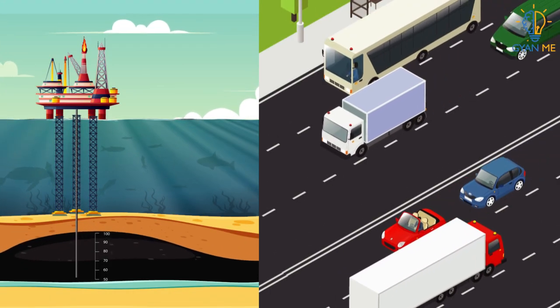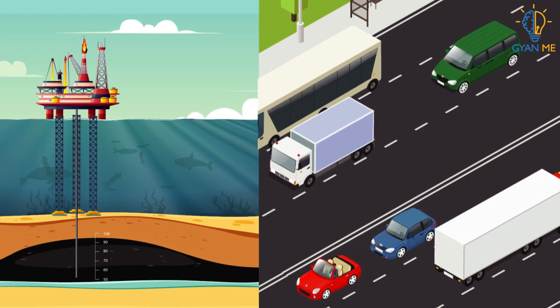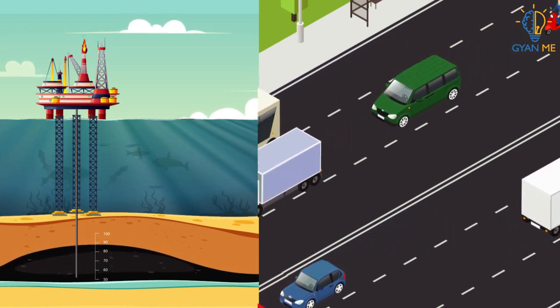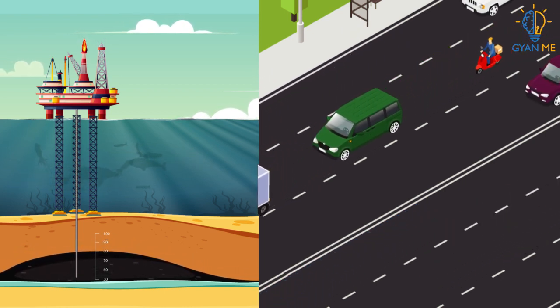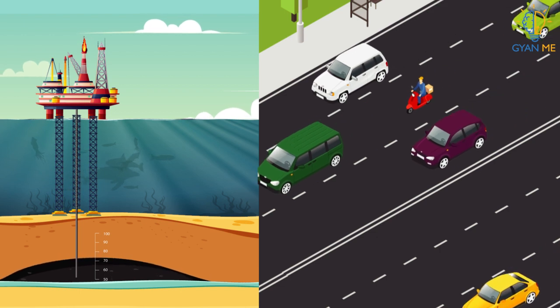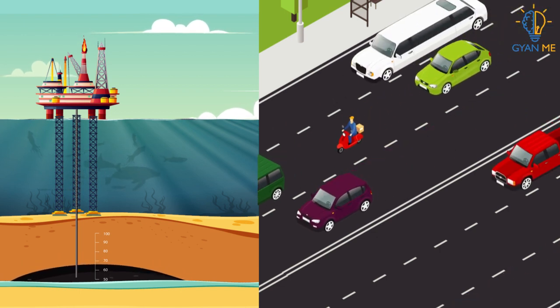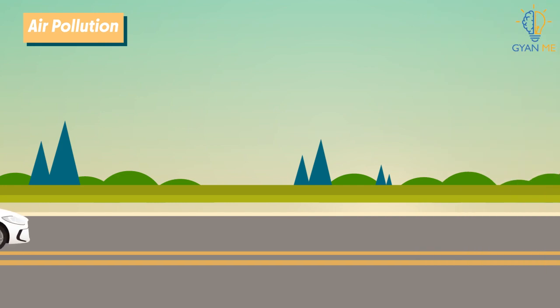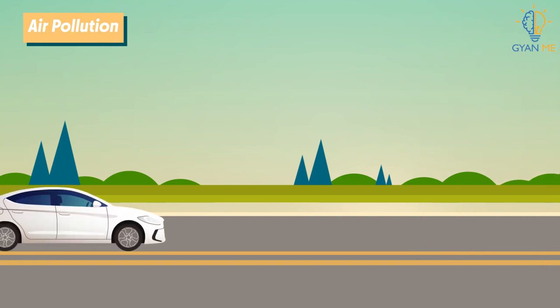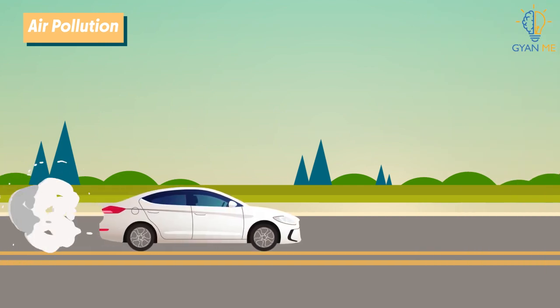Now students, let us look at the disadvantages of fossil fuels. Fossil fuels are limited and non-renewable and hence cannot be replenished. At the rate at which they are being consumed, their reservoirs are sure to run out soon. Pollution is a major disadvantage of using fossil fuels as a source of energy.